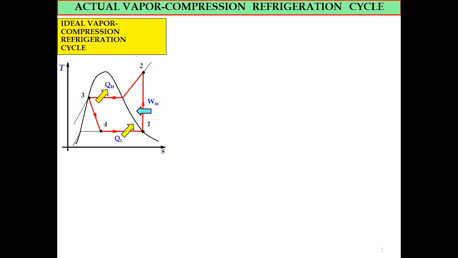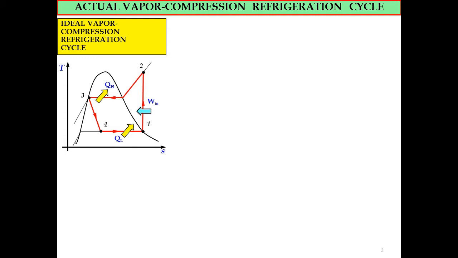Previously, in part number 2, we already discussed an ideal vapor compression refrigeration cycle. Now for part number 3, we will discuss an actual vapor compression refrigeration cycle. For an ideal vapor compression refrigeration cycle, we can refer to this TS diagram.